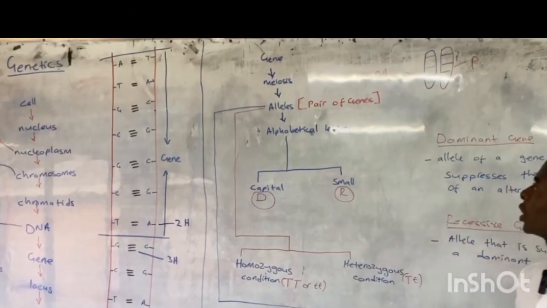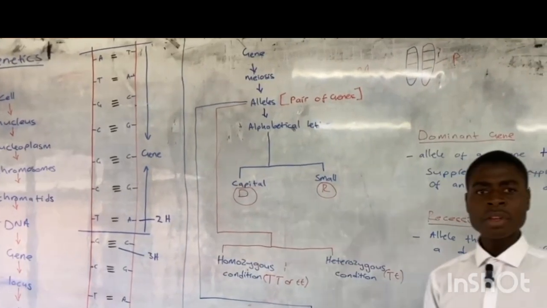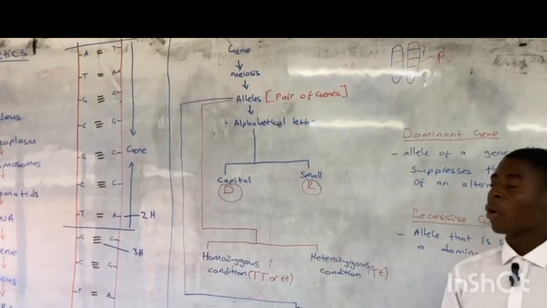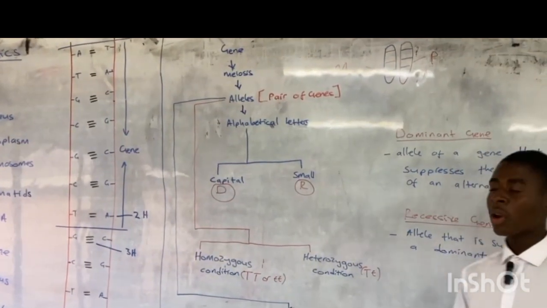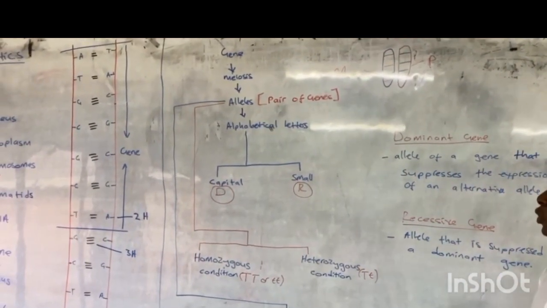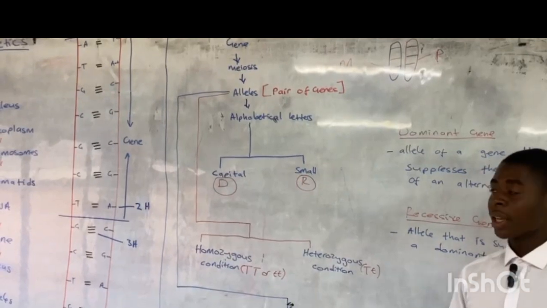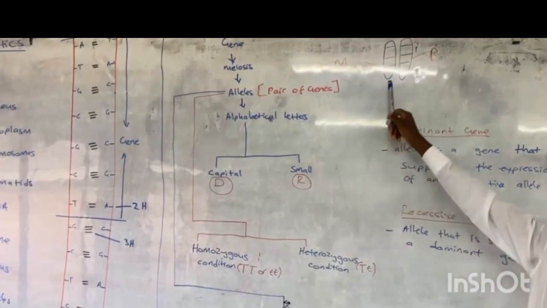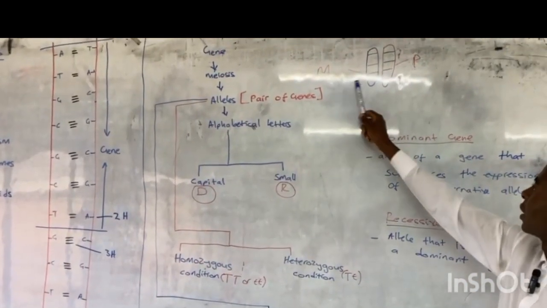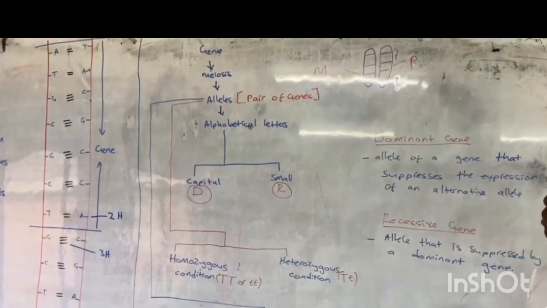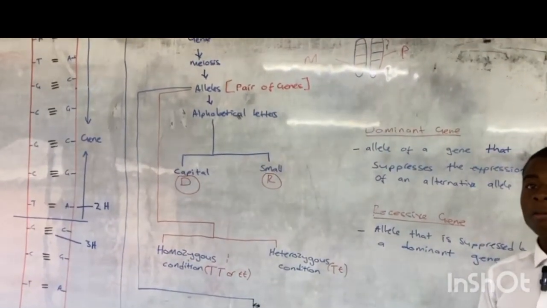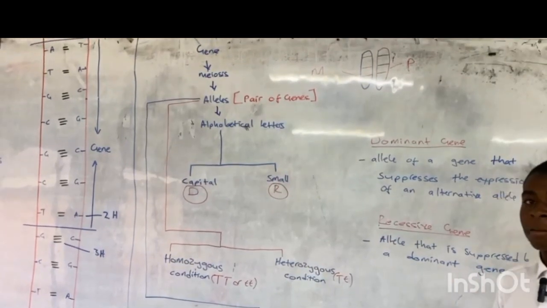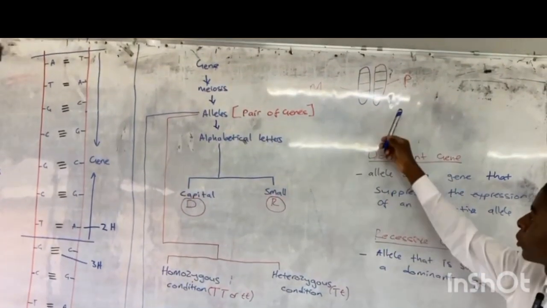Now let's take a look into meiosis. When we're doing meiosis, we talked about pairing of homologous chromosomes. What then are homologous chromosomes? Homologous chromosomes refers to chromosomes which are similar in structure and composition. One of the chromosomes comes from the maternal side and the other comes from the paternal side. These homologous chromosomes have the same number of genes and also the same sequences of genes.